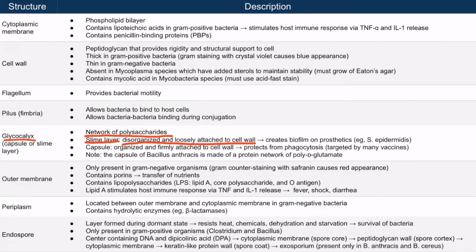On the other hand, if the glycocalyx is organized and firmly attached to the cell wall, it's termed a capsule. A slime layer will create a biofilm on prosthetics. For example, Staph epidermidis is known for creating a biofilm on prosthetic devices, such as artificial hip joints. And a capsule serves to protect the bacteria from phagocytosis. It's also important to know that vaccines often target this capsule.